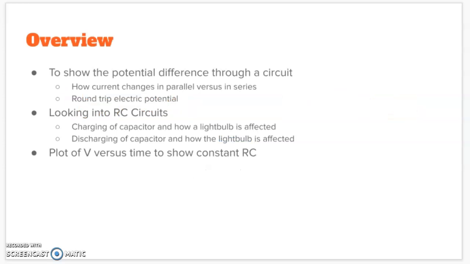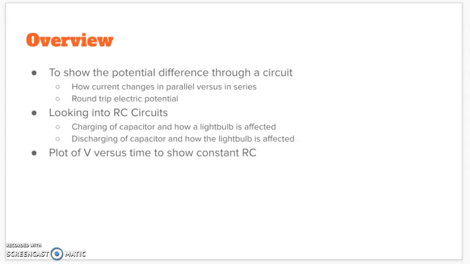So this lab was all about circuits. The first part of this lab was to show the potential difference throughout a circuit along different aspects of a circuit, such as the battery, resistors, or even the wire. So we looked at how current changes in parallel versus series circuits as well as the round-trip electric potential. And the round-trip electric potential is always going to be 0 if you start and end at the same place.